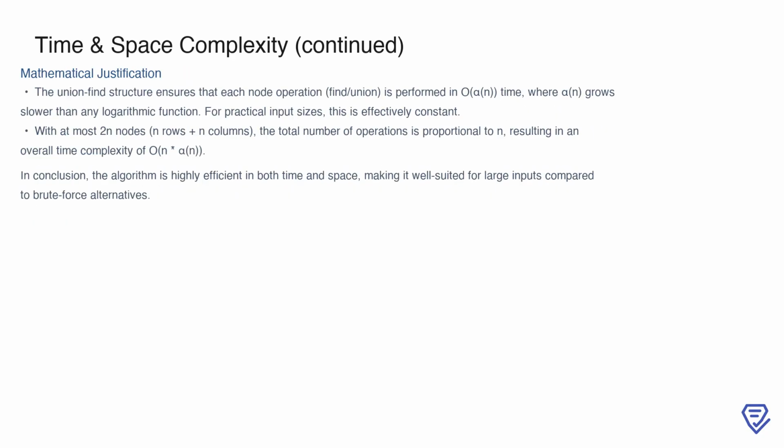Finally, let's consider the mathematical justification for the efficiency of this algorithm. The union find data structure ensures that each find or union operation is performed in O(alpha(n)) time, where alpha(n) grows slower than any logarithmic function. For practical input sizes, this growth is so slow that alpha(n) can be treated as a constant. With at most 2n nodes to process, 1 for each stone's row and column, the total number of operations scales proportionally with the number of stones, resulting in an overall time complexity of O(n * alpha(n)).